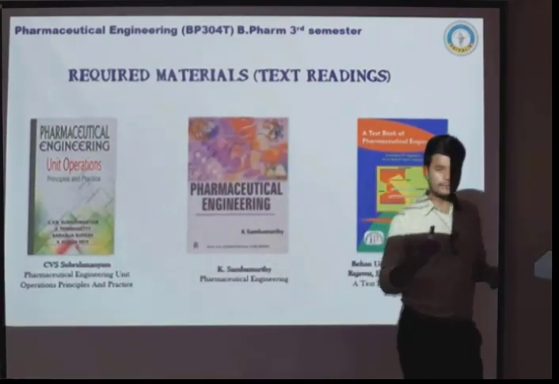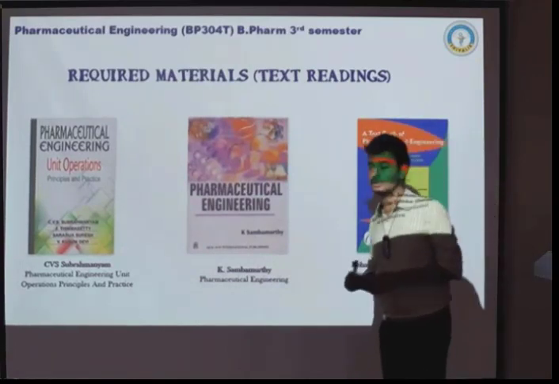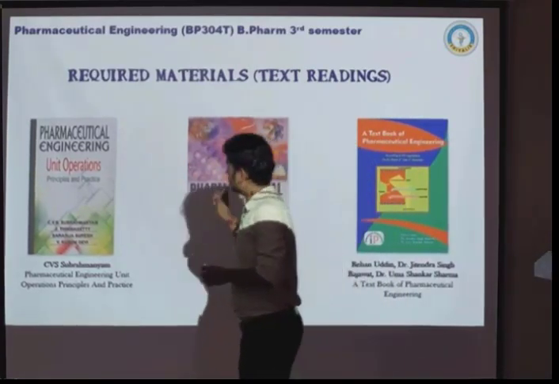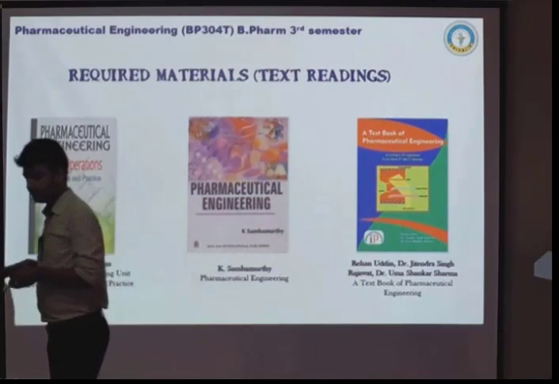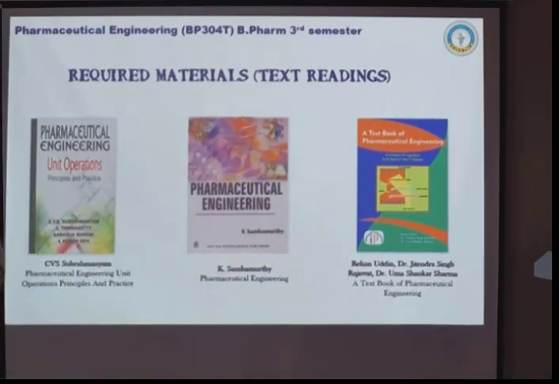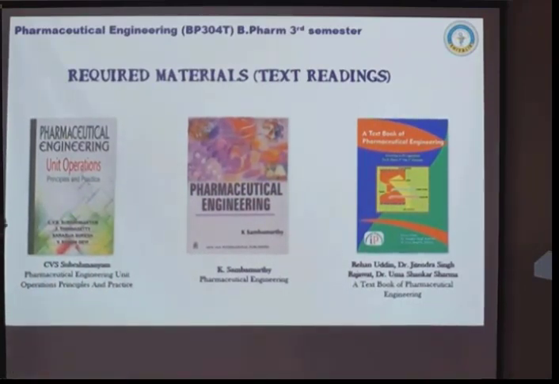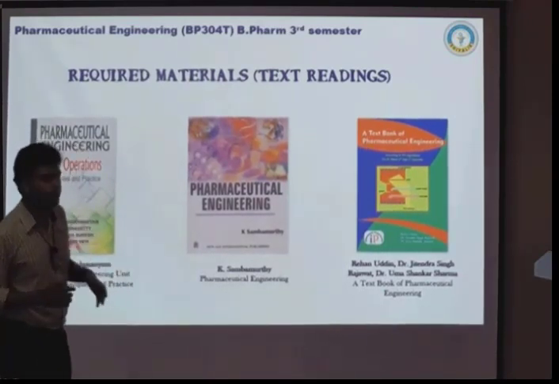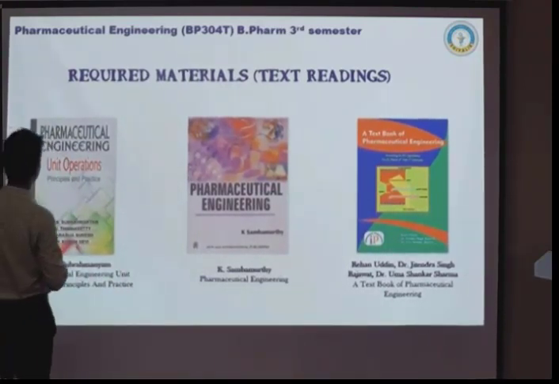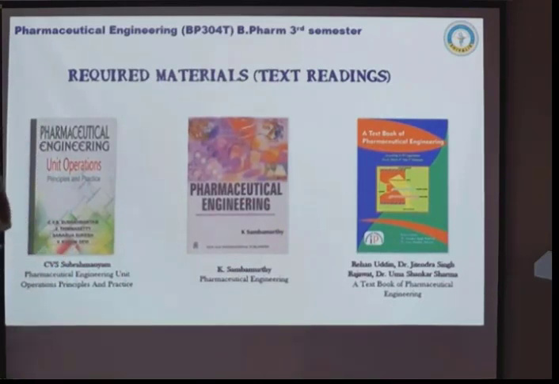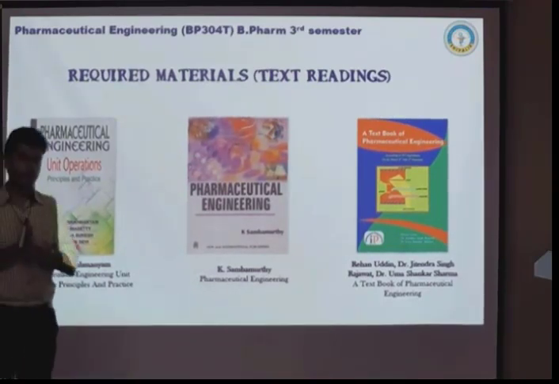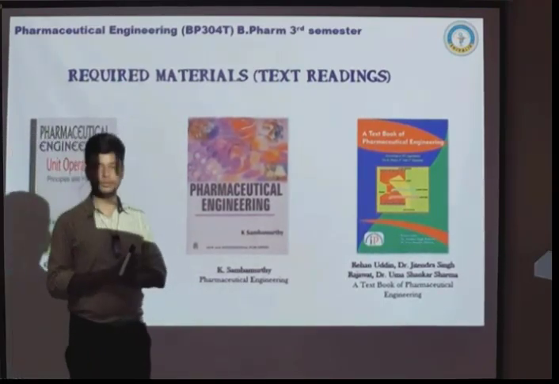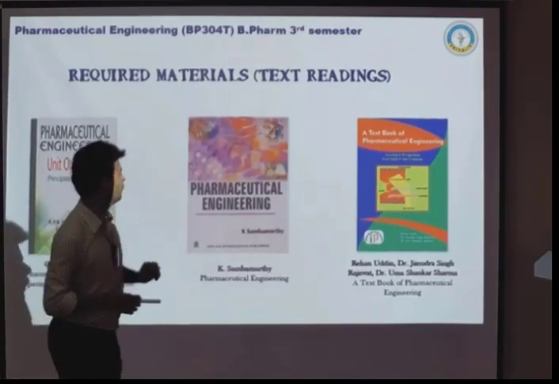It becomes very necessary to have good resources, good study materials for studying the subject, to have comprehensive knowledge of it. I have mentioned a few books. You should go for them throughout the semester for studying the pharmaceutical industry. The very first book, a very popular textbook used for pharmaceutical engineering, is Unit Operation, Principle and Practice by CVS Subramanian. It is a very commonly and widely used textbook for you people to study pharmaceutical engineering.